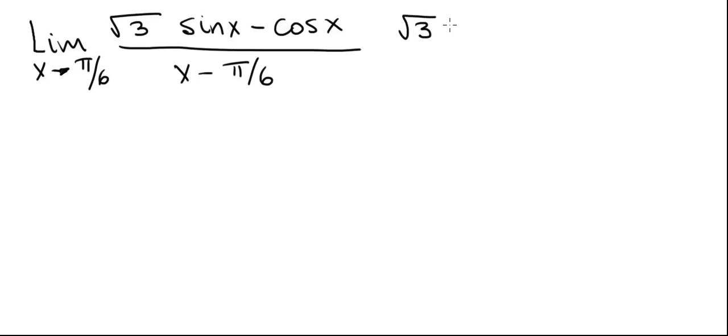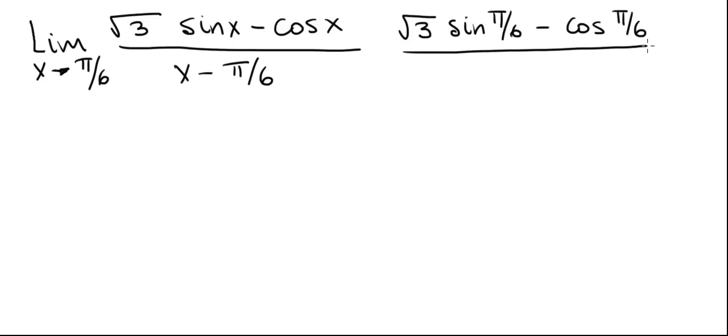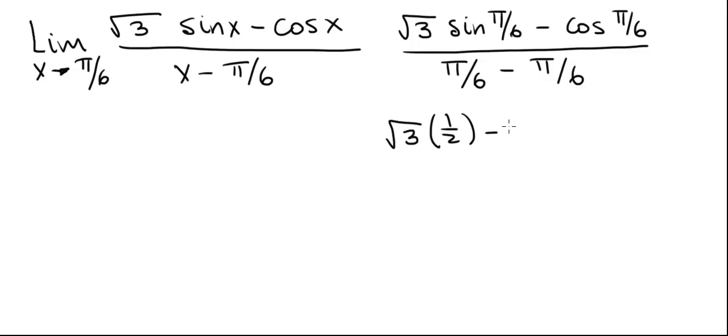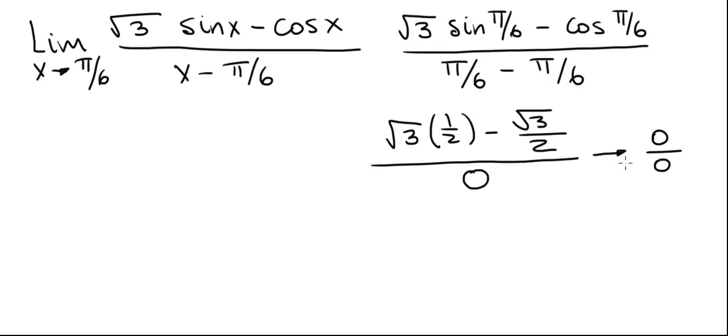We have square root of 3 sine of pi over 6 minus cosine of pi over 6, and in the denominator we have something that approaches pi over 6 minus pi over 6. So this is square root of 3 times 1/2 minus cosine of pi over 6, that's square root of 3 over 2, divided by something that approaches 0, and this approaches 0 over 0, which is an indeterminate form.